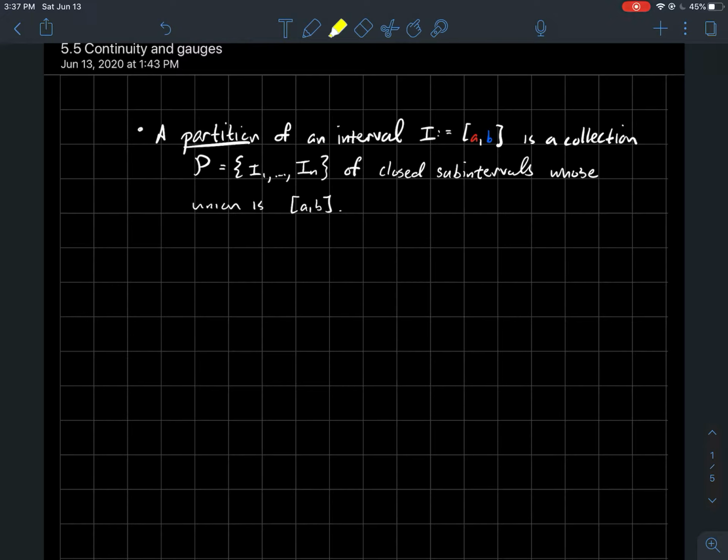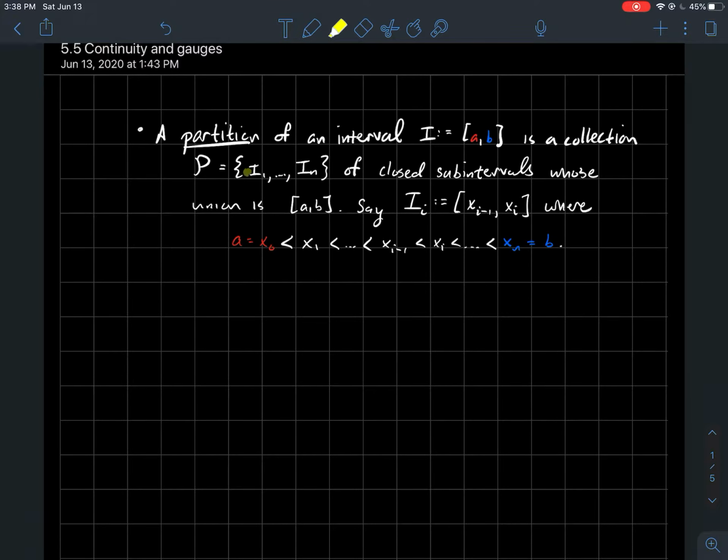A partition of an interval is a collection of subintervals, and each one of these subintervals is closed also, so they have brackets. I want the union of those subintervals to be AB, and I only want to allow them to maybe overlap at the right endpoint and the left endpoint of the next consecutive interval. I'll try to be a little bit more precise about what I mean by that.